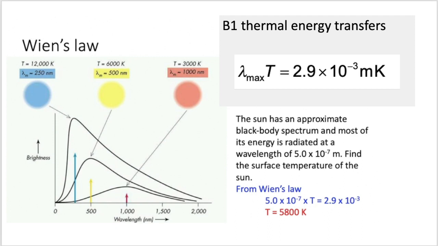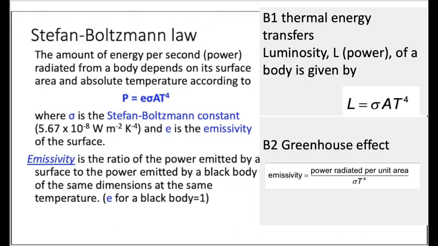So here's an example. The sun has an approximate black body spectrum and most of its energy is radiated at a wavelength of 500 nanometers. To find the surface temperature, you can substitute that wavelength value into Wien's law, which is going to give you 5800 Kelvin, which falls in the yellow region.